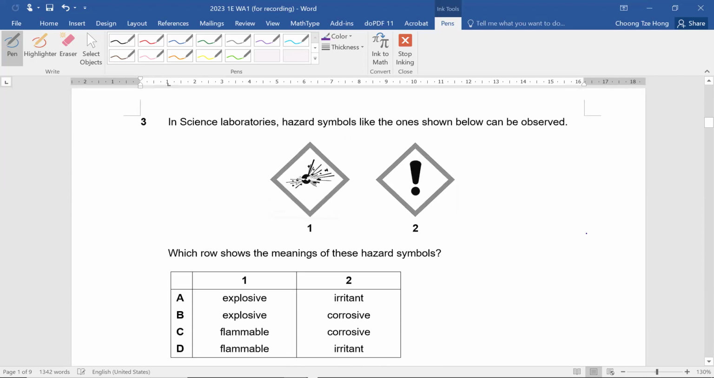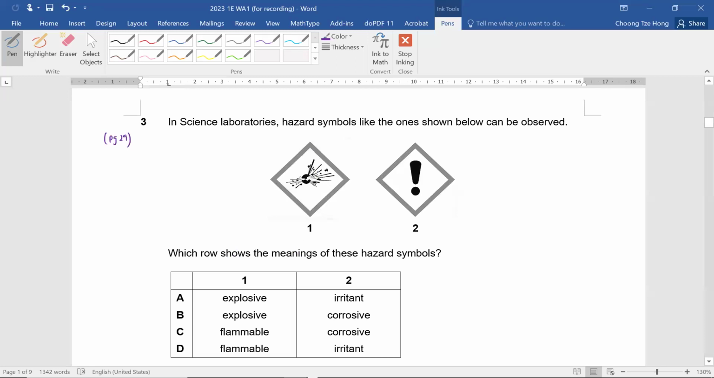Okay, so in the science lab, hazard symbols like the ones shown below can be observed. Which row shows the meaning of this hazard symbol? So hazard symbols can be found on page 29 of your textbook. Do go and read through and then remember what each symbol represents. So which row shows the meaning?